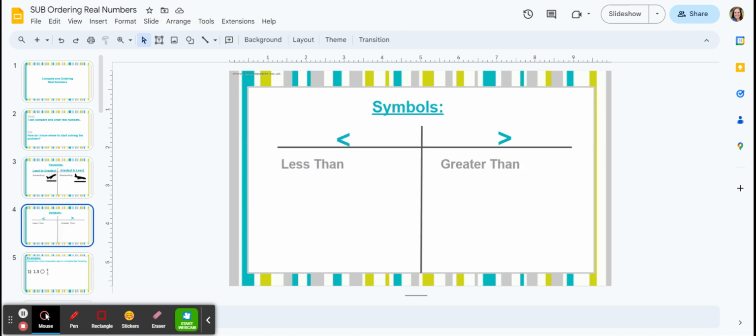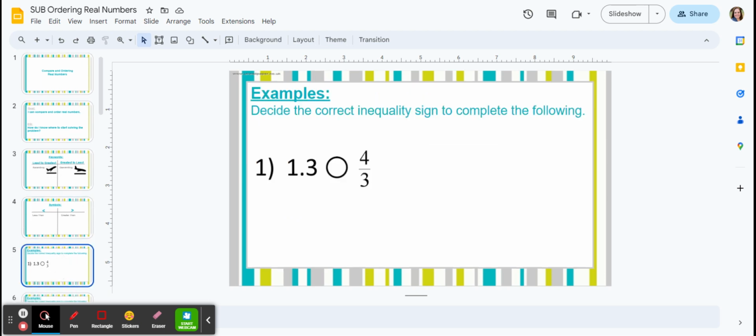Okay. Some symbols that we use: less than. If you notice, the less than symbol looks like the letter L, a little bit squished. And then greater than. Okay, so we're going to go ahead and practice our first example.